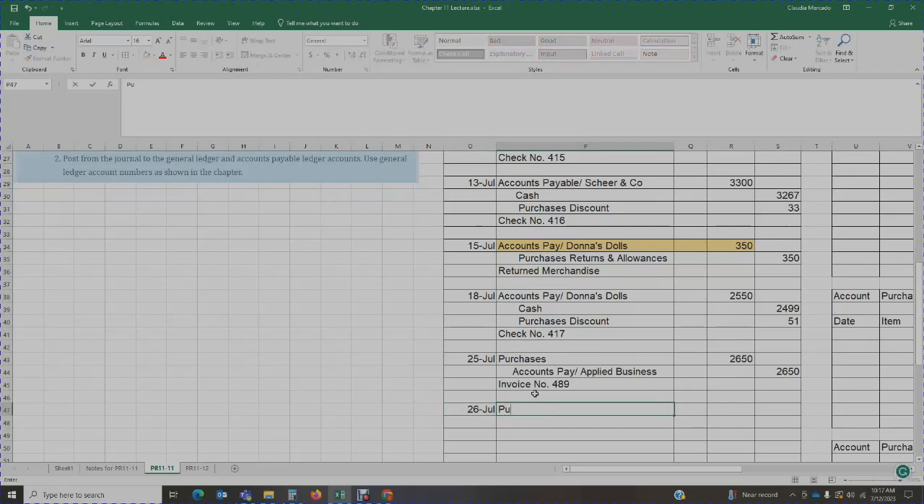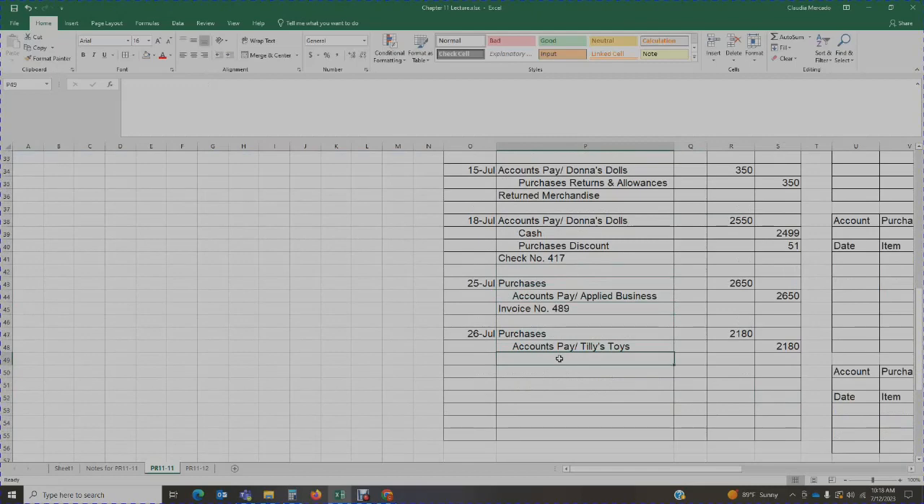So what happened? We have purchases. The amount of the purchase in this transaction is 2180. And we are paying on account, so we're going to have accounts payable. And this one is for Tilly's Toys. I missed it right here. Tilly's Toys. Okay. For 2180. And then on the 26th, we've got invoice number 375.